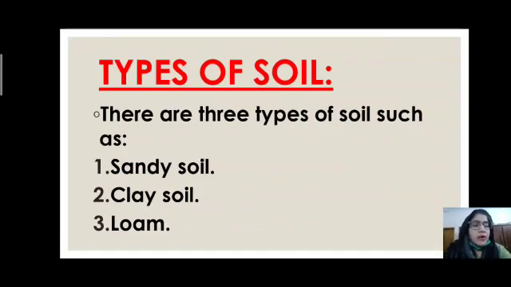Now, if I talk about the types of soil, there are three types of soil. The first one is sandy soil, the second one is clay soil, and the third one is loam. Loam is actually the mixture of sandy soil and clay soil. One by one, we are going to study the types of soil.